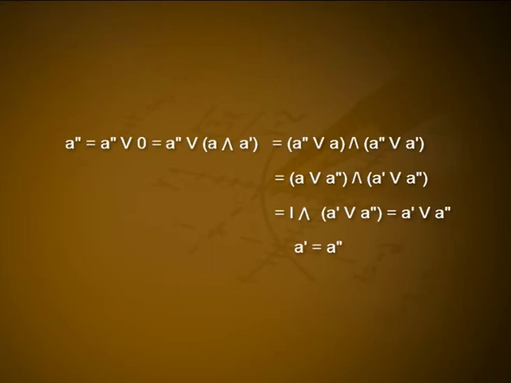Also, A'' is equal to A'' join 0, which is equal to A'' join (A meet A'), which is equal to (A'' join A) meet (A'' join A'), which is equal to (A join A'') meet (A' join A''), which is equal to I meet (A' join A''), which is equal to A' join A''. Hence, A' is equal to A''.